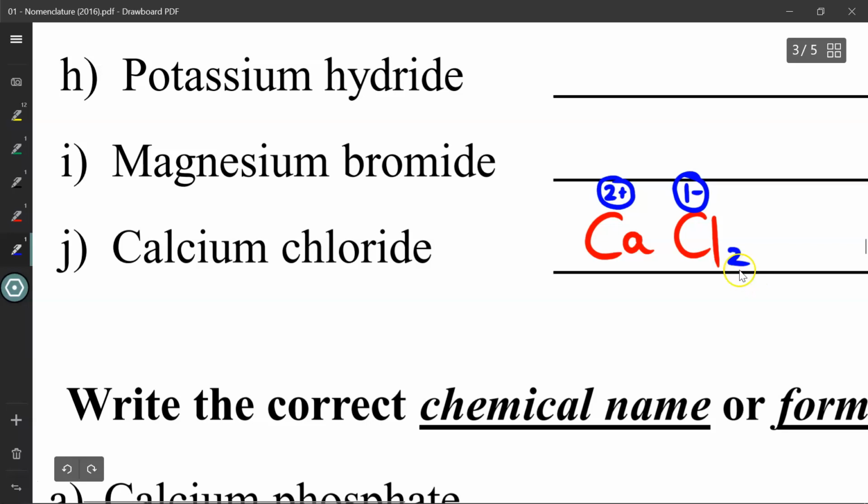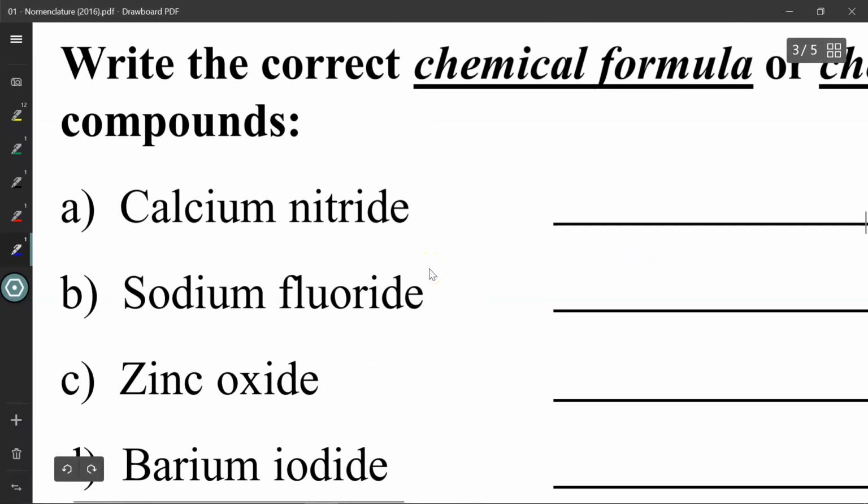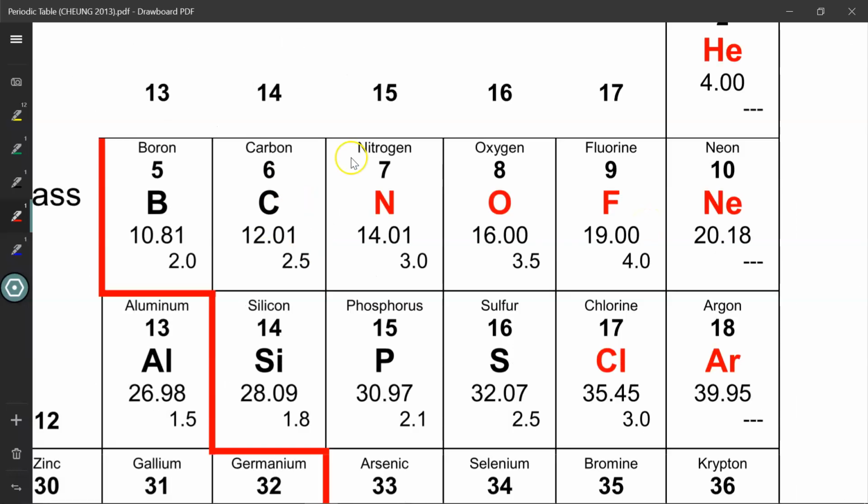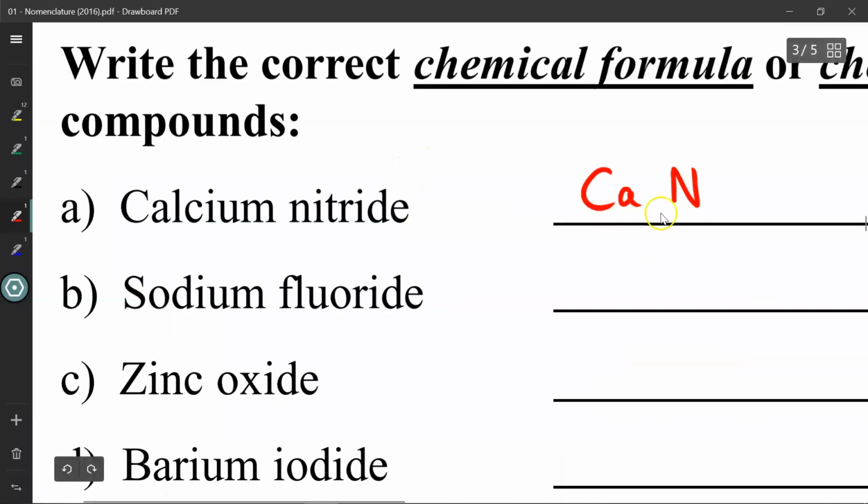Alright, so now that I know what the subscripts are, I can erase the valence charges at the top, just to clean things up because that was rough work, and my final answer is CaCl2, calcium chloride. Let's try one more example. Calcium nitride. First step, write the symbols out. Calcium is a Ca. Nitride used to be called nitrogen, so that's an N, so we get a CaN.